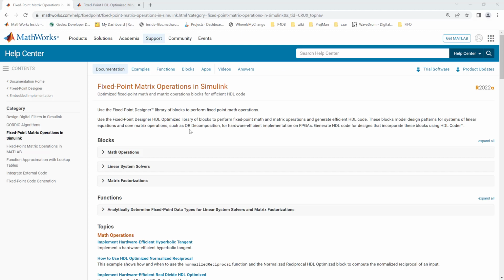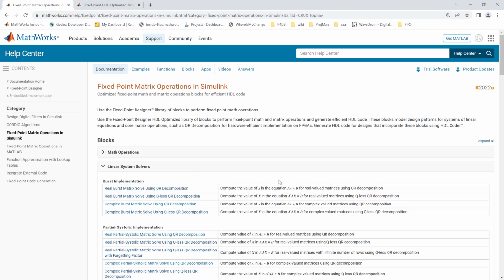In this video, I'll introduce you to the linear system solver and the matrix factorization blocks in the Fixed-Point Designer toolbox. This set of blocks can solve linear systems such as A times X equals B and A transpose A times X equals B. Such solvers are commonly used in beamforming applications like radar, wireless communications, and audio applications.